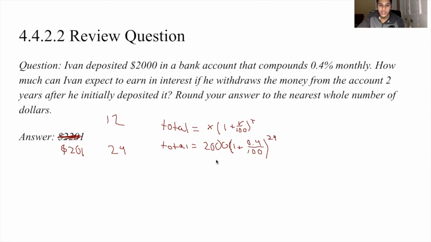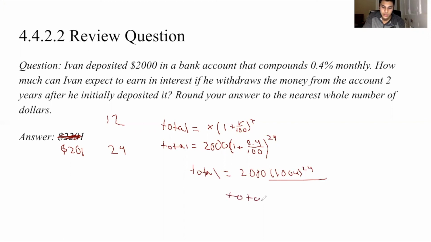All right, so this is our total, 2,000 times 1 plus 0.4 over 100 to the power of 24. And then if we evaluate this out, we get our total to be 2,000 multiplied by 1.004 to the power of 24. And then remember, you have to do this part first before you multiply.